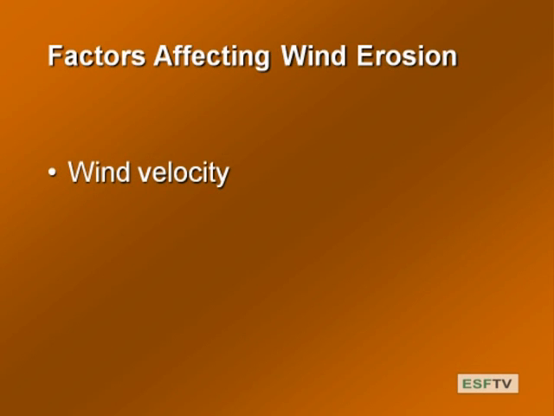First of all, the most obvious thing would be wind velocity. How fast does the wind have to be to pick up some of these particles? You're looking somewhere around 25 kilometers per hour, 15.5 miles per hour. That's kind of the key thing. Once the wind hits that velocity, it's able to pick up these particles. And remember, we're talking about the fine sand and silt-sized particles. So wind velocity is probably the first consideration.